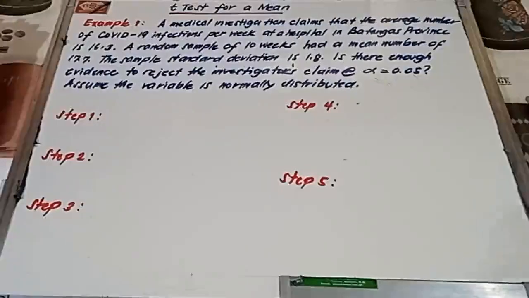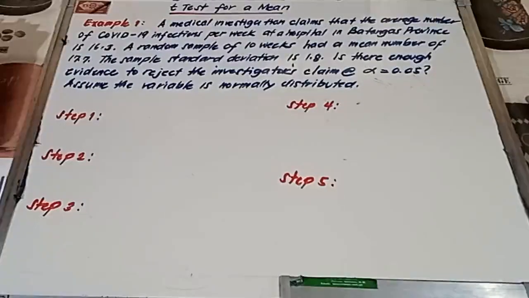Okay, good day. So this is my first example in solving problems involving hypothesis testing using t-test. Again, ang assumptions natin para magamit natin yung t-test, dapat yung ating sample is a random sample. At the same time, yung ating t-test can be used if the population standard deviation is unknown and if n is greater than or equal to 30. And if n is less than 30, dapat yung ating variable is normally distributed.